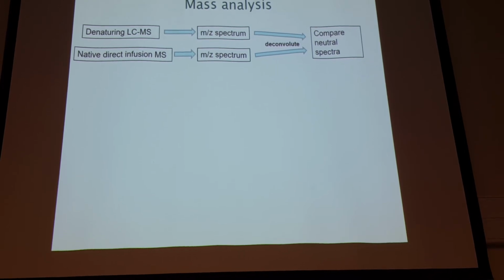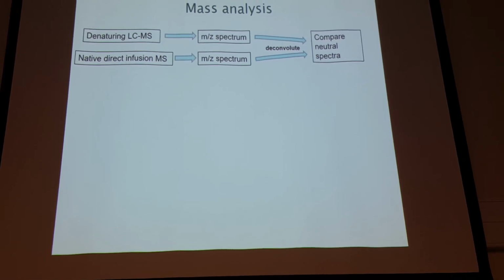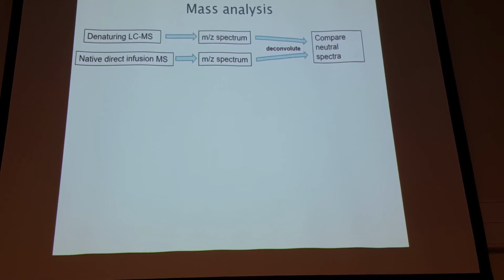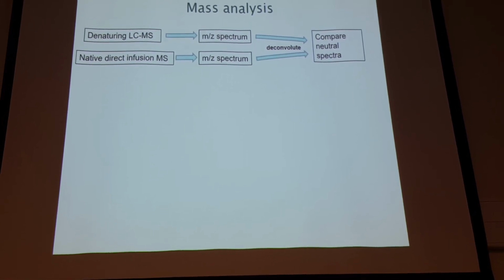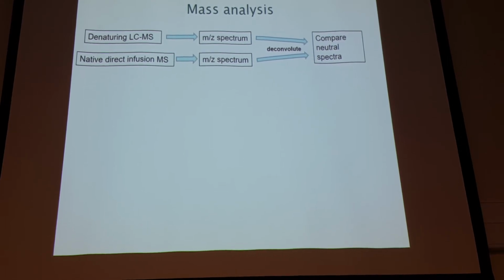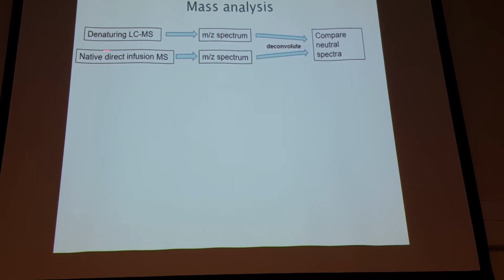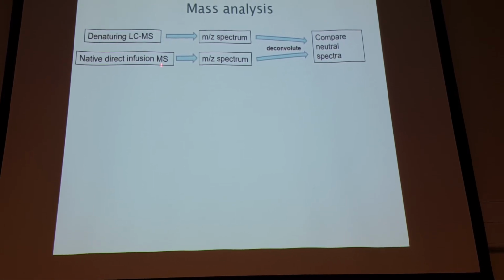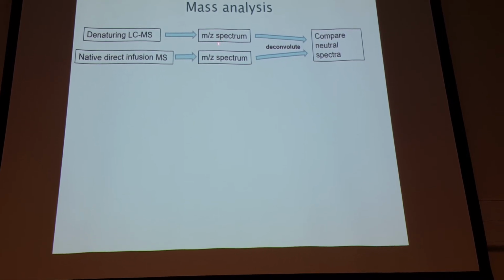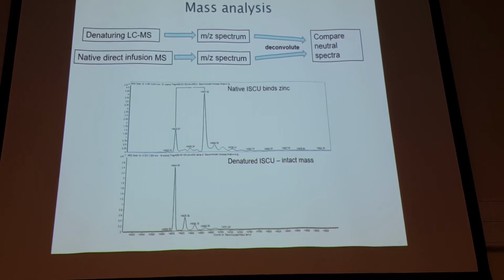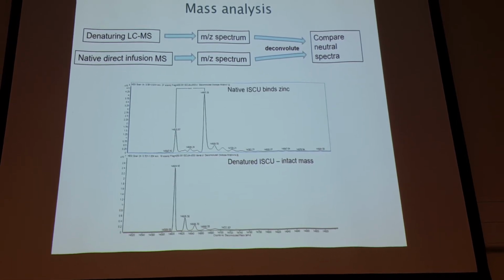Okay. Native mass spec is informative, but it's much more informative when you can compare spectra with each other. And one of the comparisons that we always do is we compare a denaturing spectrum with a native spectrum. So you acquire the denaturing mass spec in the normal way. You acquire your native mass spec by direct infusion. We generate the m/z spectra, deconvolute, and then compare the neutral spectra. And this is typically what you may find.